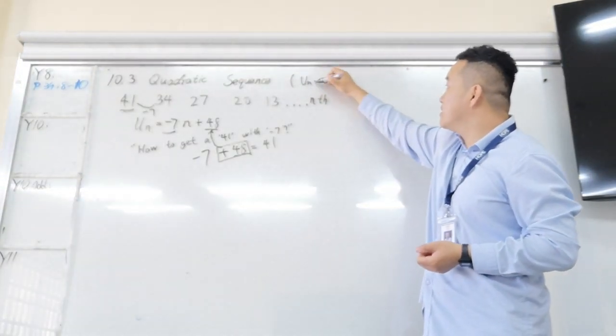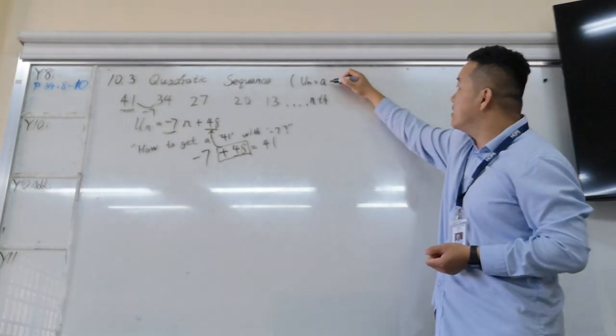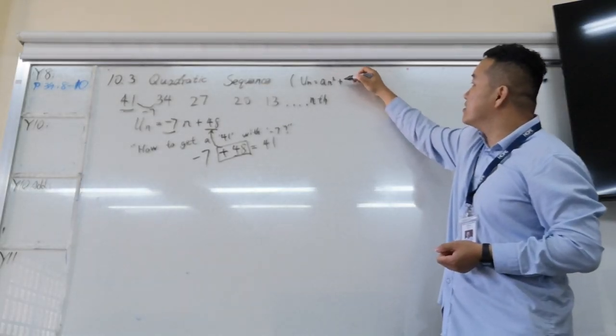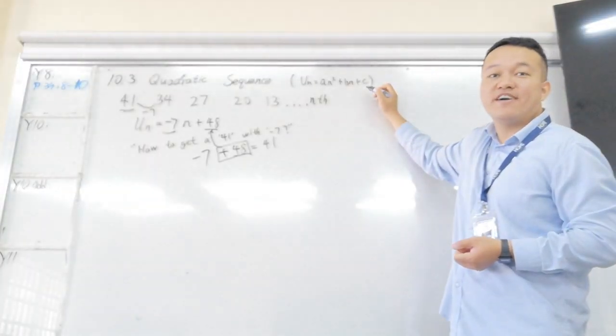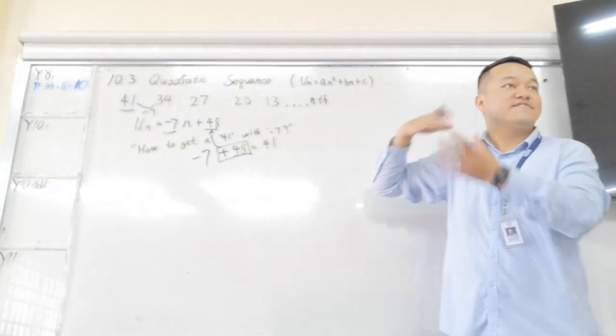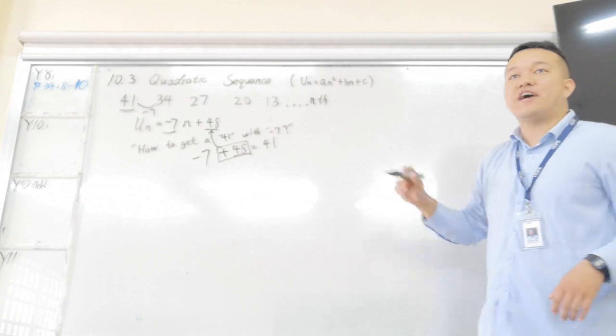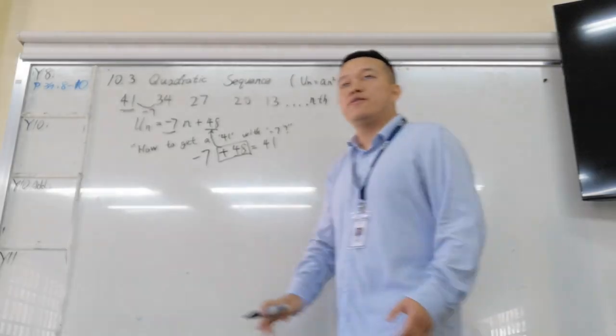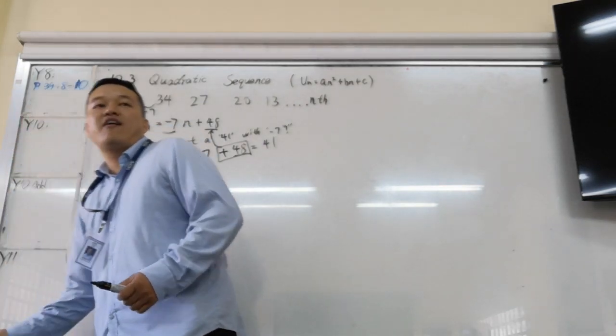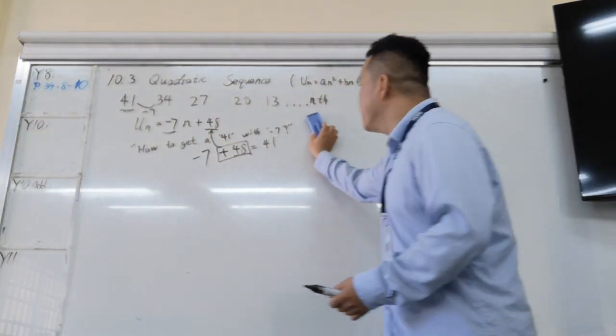Un, the sequence, is equivalent to an squared plus bn plus c. Okay? It's getting harder, right? Because you haven't learned the quadratic equation before. But it's not that hard. It's not that hard.